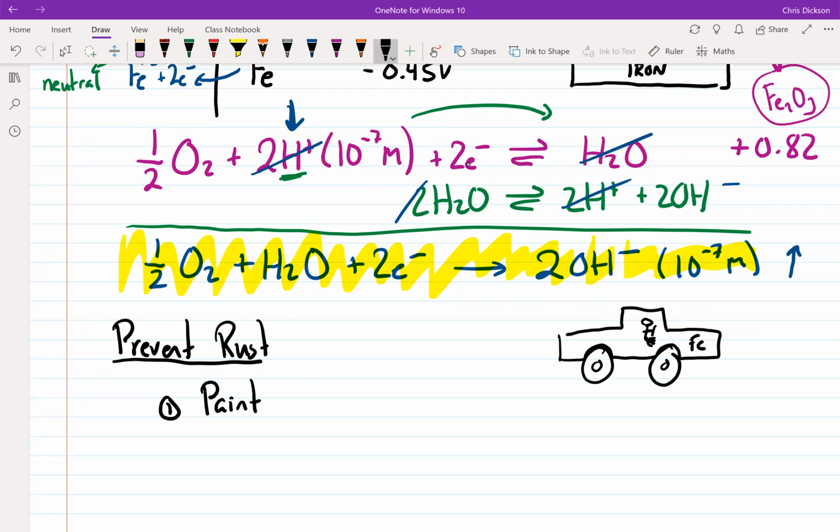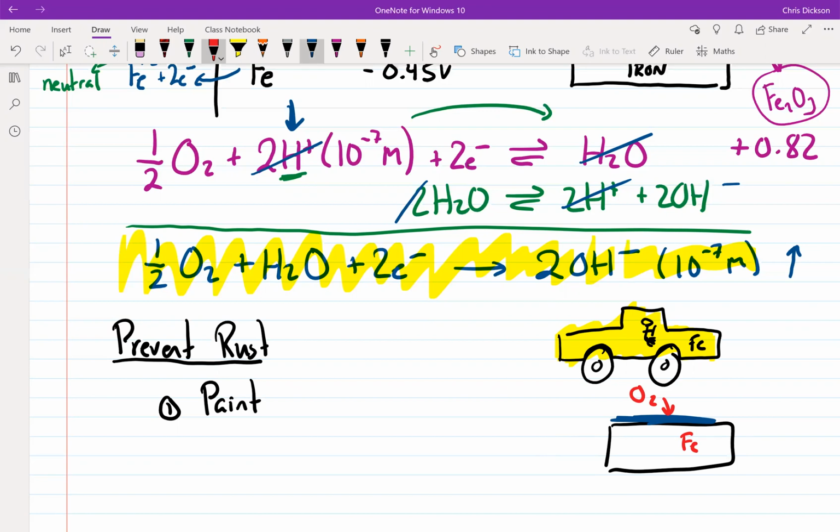If his car is not painted, then the entire car would rust out. So generally we paint it, a big yellow truck for Noah, and that's going to protect it. Think of it this way: if you have a big chunk of iron and then you've got a layer of paint over top of that, then the O2 can't come in direct contact with the iron. So that's one way to prevent rusting.